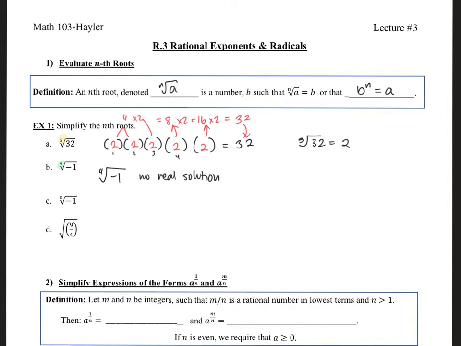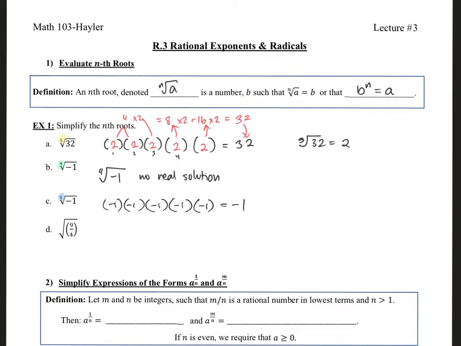So let's take a look at this next one. This next one says, what is the fifth root of negative 1? Now we might be tempted to say, like the one here, there's no answer. But let's just take a careful look. We want something that when I multiply it by itself 5 times, I'll get negative 1. Let's try negative 1 once again and see what we get here.